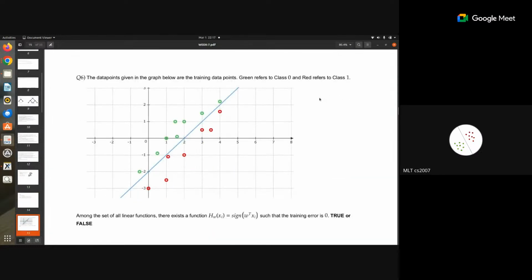This is the last question we'll do, and then I'll share all the slides with you again later on. What about this question 6? Class 1 is the red data points, and class 0 is the green data points. Among the set of all linear functions, there exists a function sign of W transpose Xi such that the training error is 0. True or false for this data set.